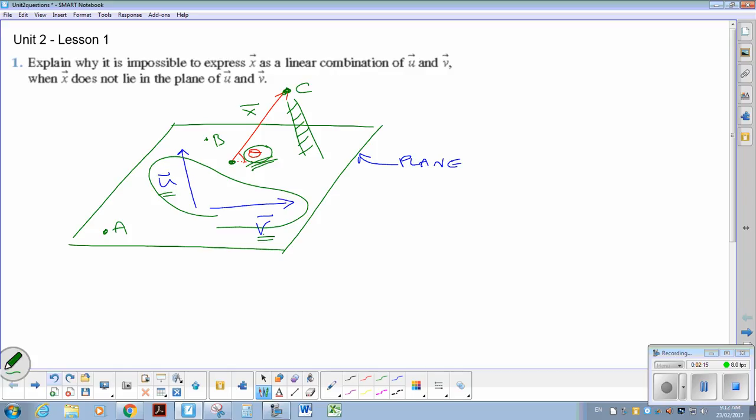You need to have vectors u and v coming off that plane, and in this case, they are not. So there's your solution, or your explanation, for question number 1.